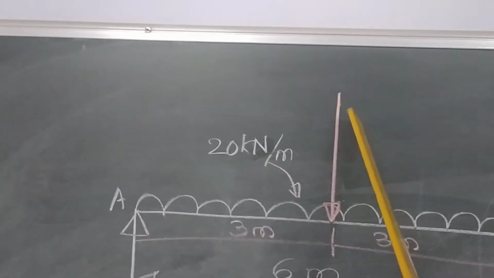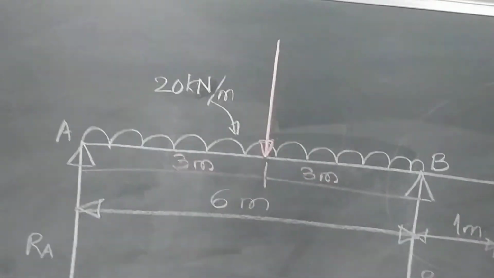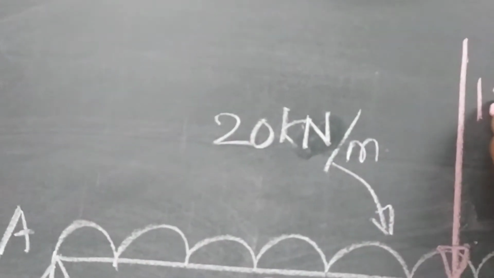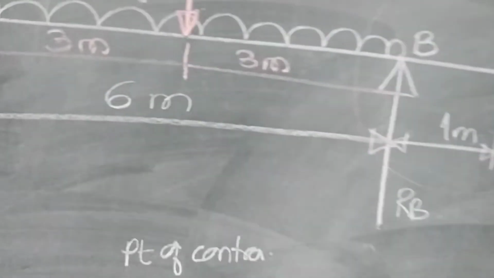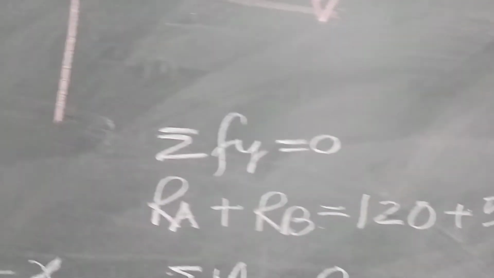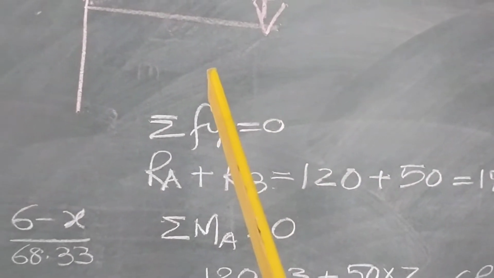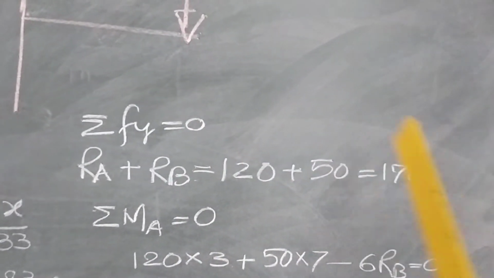Before that, this is an equivalent point load of 120 kilonewton applied at midpoint of this 6 meter span, that is 3 meter. Now applying our condition for equilibrium, summation Fy equal to 0 gives RA plus RB is equal to 170.